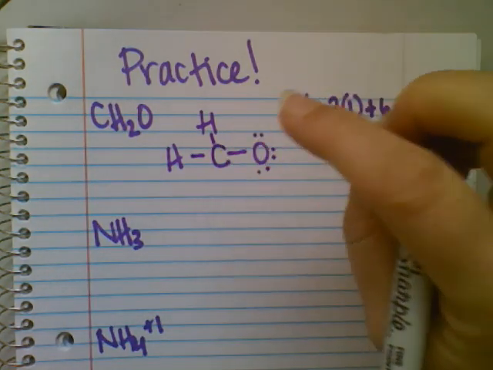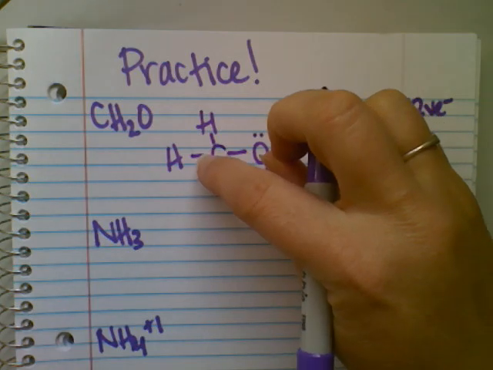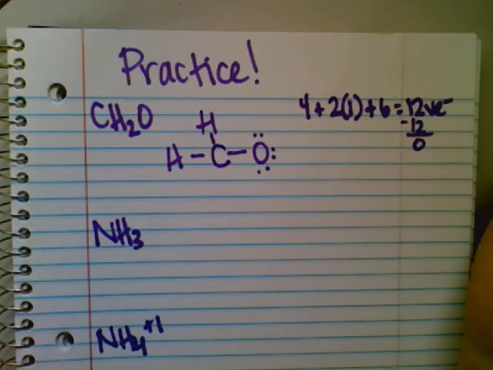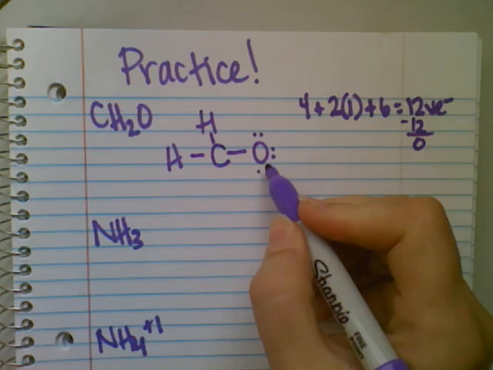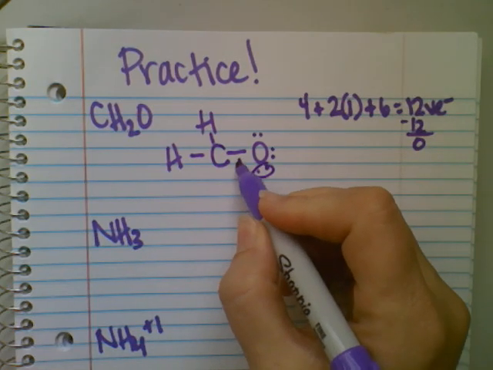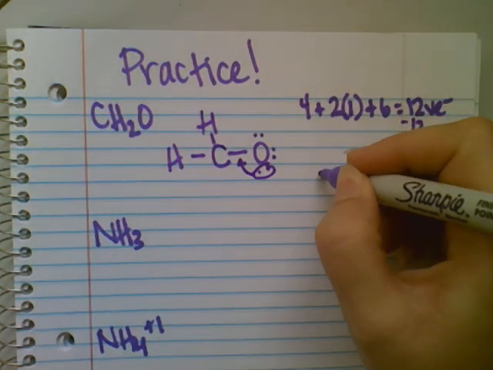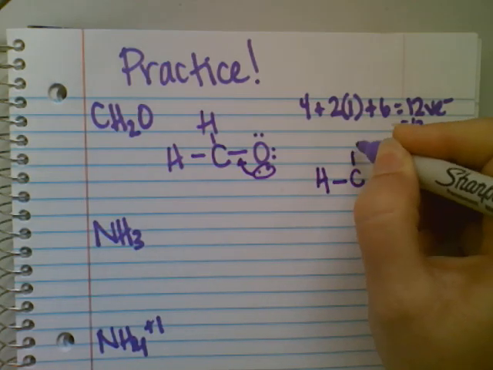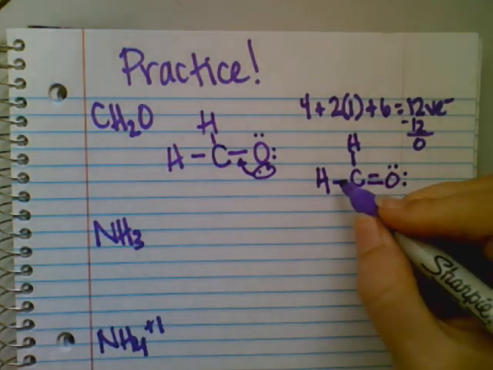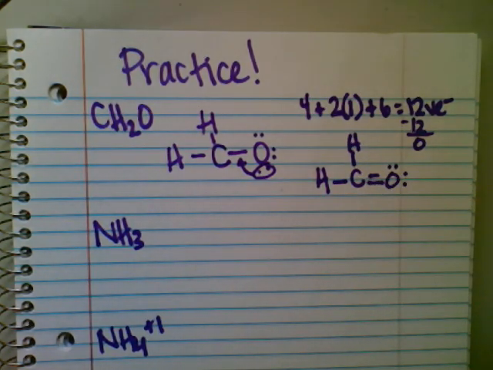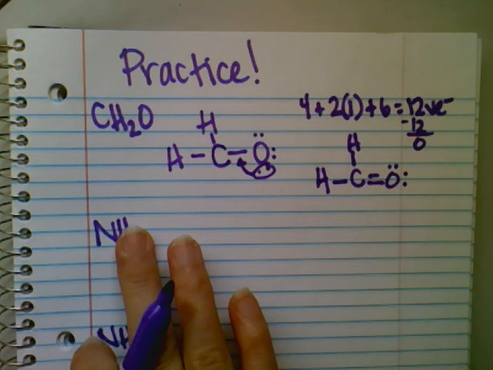So now I'm going to go count how many are on my center atom. Well, I only have 2, 4, 6 around the carbon, so I'm going to have to share some of my outer electrons with it. Only oxygen has outer electrons to share, so I'm going to take a pair from the oxygen and I'm going to share with the carbon. And then I get something that looks like this. If I look at the carbon, it now has 2, 4, 6, 8 around it, which means it has a complete octet, and so my Lewis structure is complete. Okay, let's look at the next one.